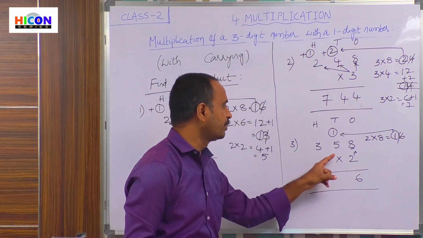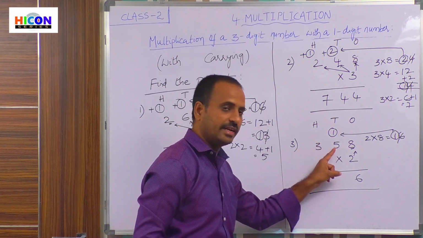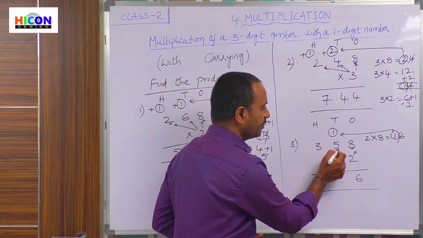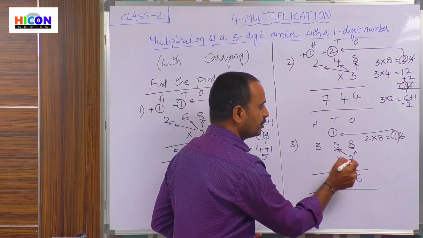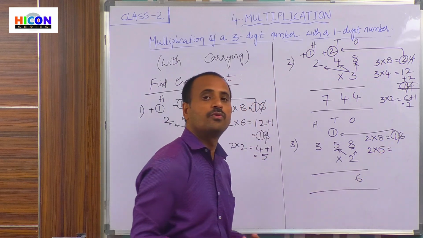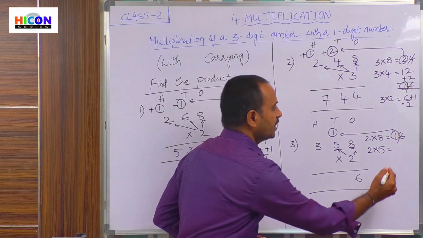Now continue the multiplication with the tens place. So multiply the digit present in tens place with 2. So what is present in tens place here? 5. So multiply 5 with 2. That is 2 into 5. Children, how much you will get? 2 5 jar 10.